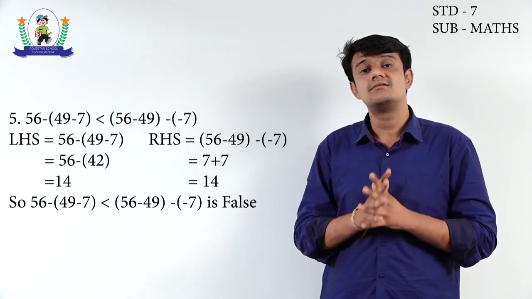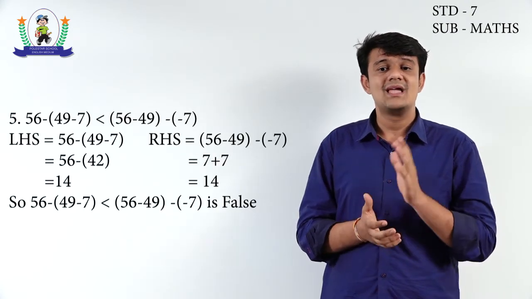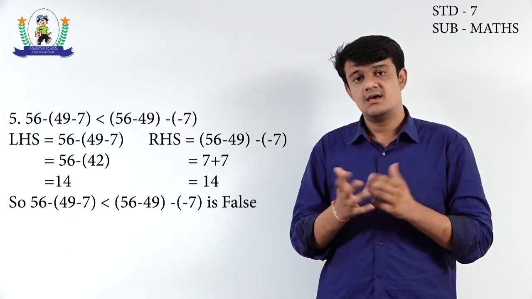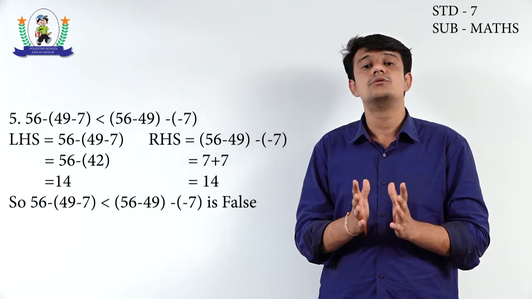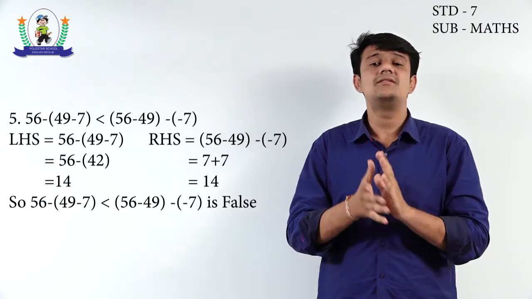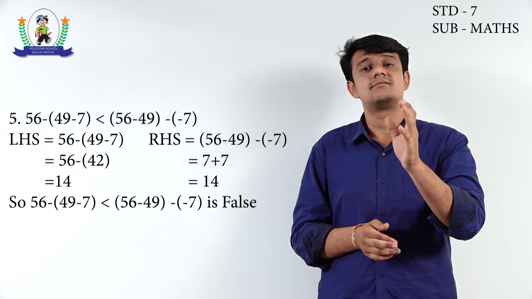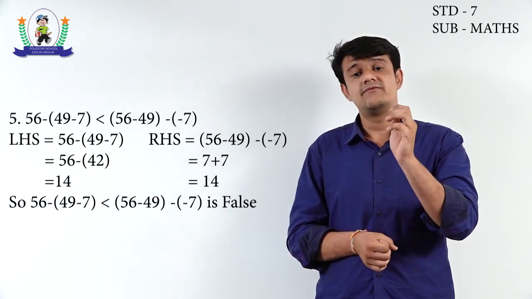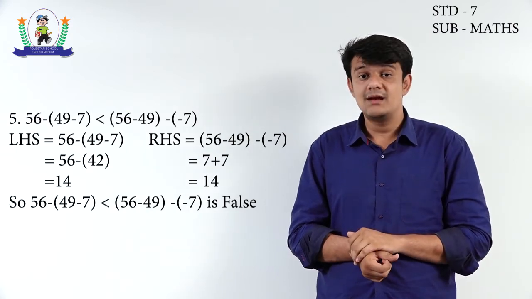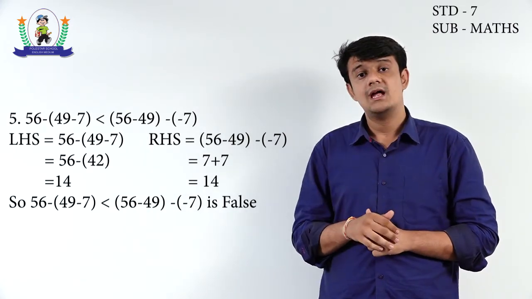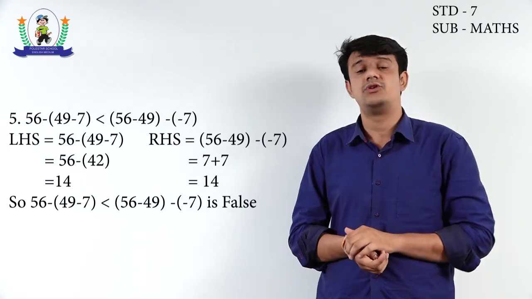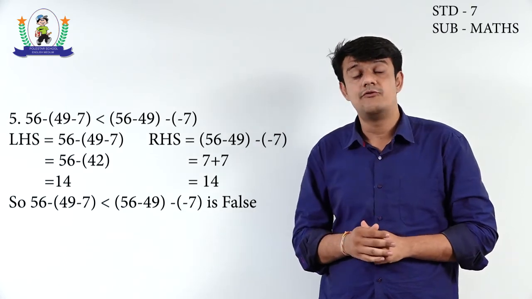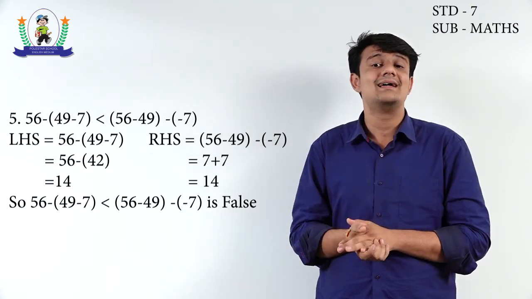Moving ahead with the next one. We have 56 minus 49 minus 7 less than 56 minus 49 minus of minus 7. As you know earlier, we are going to solve the left hand side first. On the left hand side we have 56 minus 49 minus 7. We know that first we need to solve the bracket. So that will be 49 minus 7. 49 minus 7 will be 42. Now we have 56 minus 42. If you subtract 42 from 56, our answer will be 14. So on the left hand side, our answer is 14.